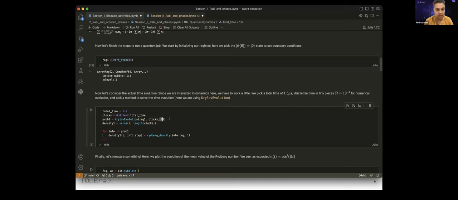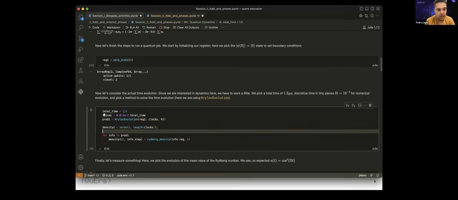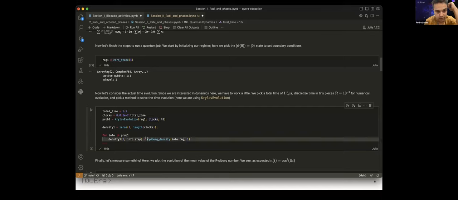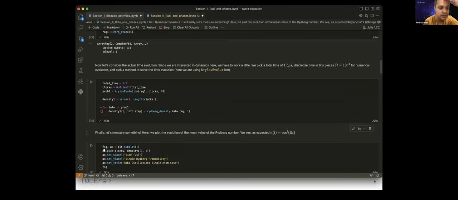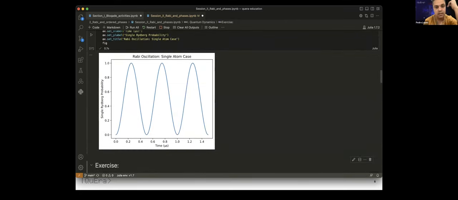Up to here is the solution part, the simulation. Everything below is just preparing ground for measuring and for looking at data. What this is doing is creating a vector of zeros, one entry for each step on the clocks. And then we are saving inside this density the outcomes of prob one, which is the time evolution, taken for each step. So we are measuring the clocks, right? We are extracting from this time evolution the different values of the Rydberg density at each time step. That's what this little piece of code is doing. And if I run it, it's going to be very fast. Remember that in Julia, the first time you run something is slow, the second time is very fast. And then we can plot and see exactly the figure that we were looking at.